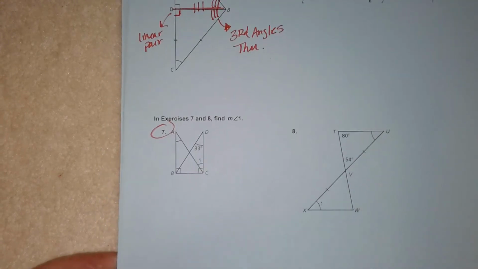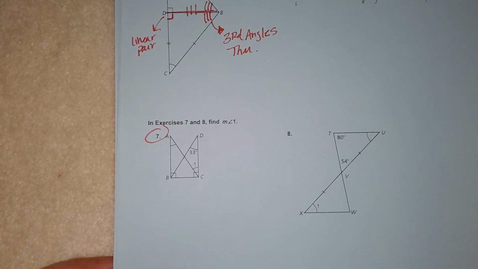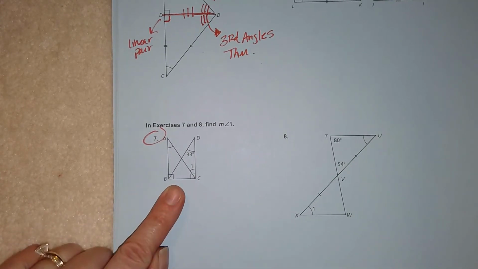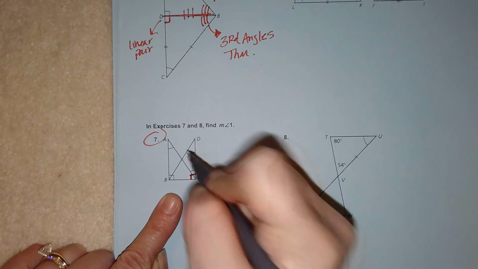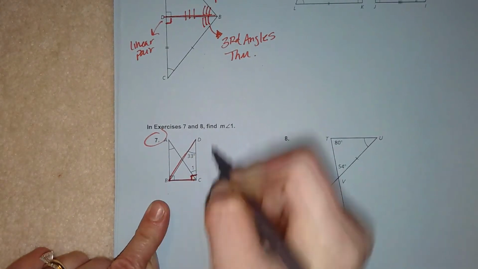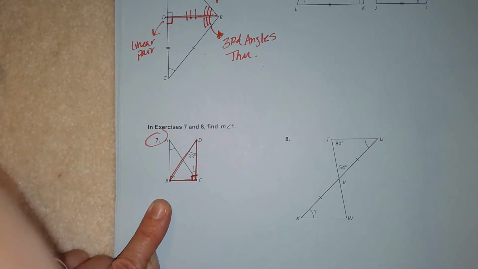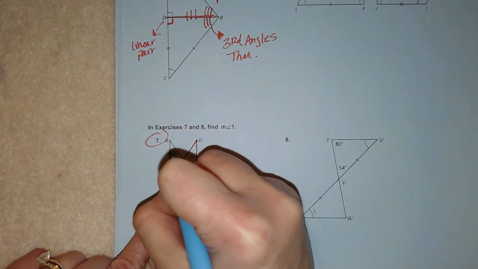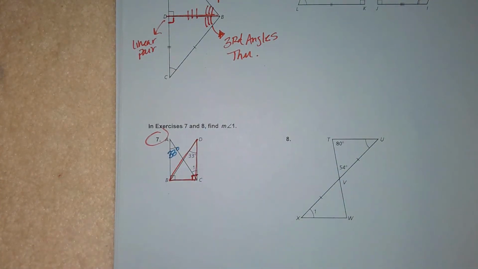All right, number 7. In exercise 7, find the measure of angle 1. So what I did here, let's see here, what did I start with? I said, if this angle right here is 90 degrees, and so I'm just going to look at this triangle first and foremost, okay? This angle is 33 degrees, I should say. Then this angle over here has to be 33 degrees. And the reason why is because they're both marked as congruent.